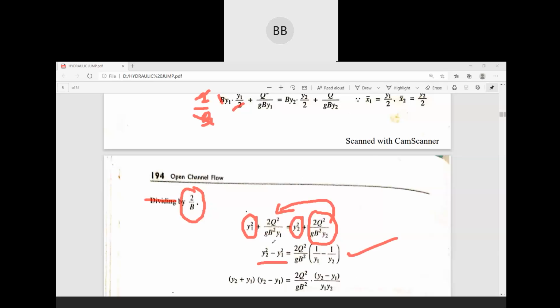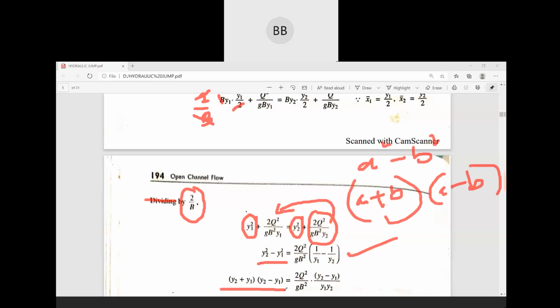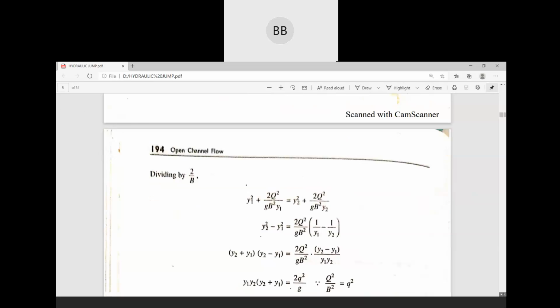Here a square minus b square, you can write a plus b, a minus b. Simple mathematics. Here also we are doing the same thing, a plus b multiplied by a minus b in place of a square minus b square. This will remain the same as it is. Here also you take LCM y1 y2, so it will be y2 minus y1. It's very simple mathematics.